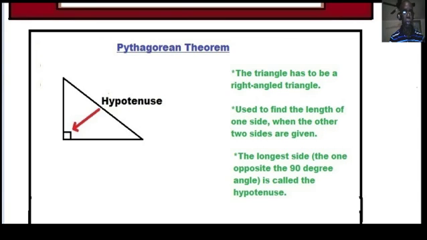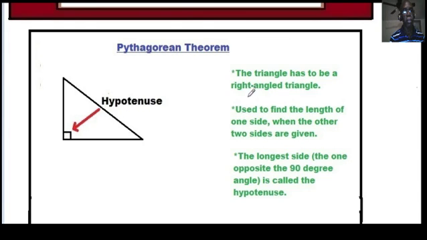The Pythagorean Theorem. This theorem is a useful concept in trigonometry. It is one of those concepts we often use in geometry. There are few things you need to keep in mind. 1. In using the Pythagorean theorem, the triangle has to be a right-angled triangle. So, you must see a 90-degree angle.